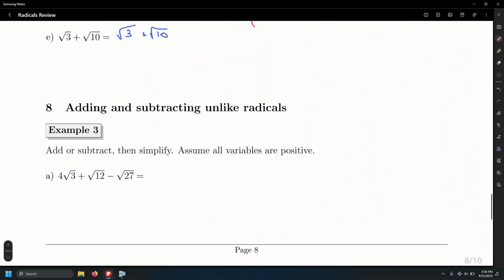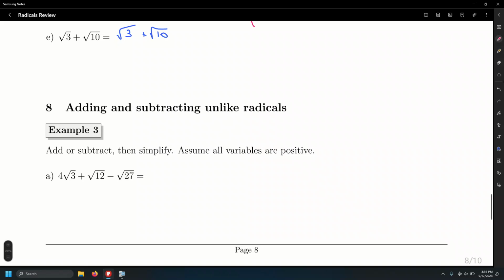Okay, here we go. So we want to simplify this expression: 4 square root of 3 plus square root of 12 minus square root of 27. All right, here is the thing. Yes, we have the same index of the radical. They're all square roots. I agree with that. However, we don't have the same radical. We have a 3, we have a 12, and we have a 27.